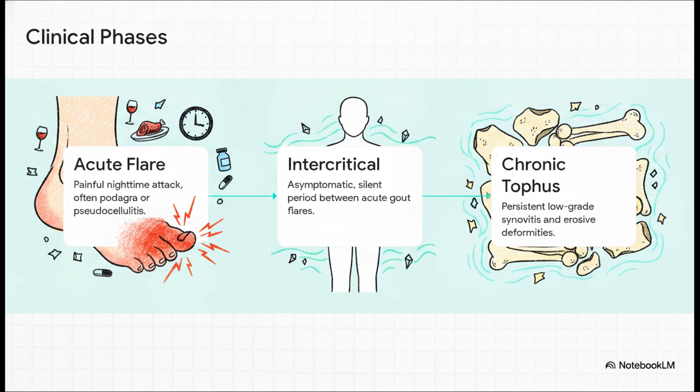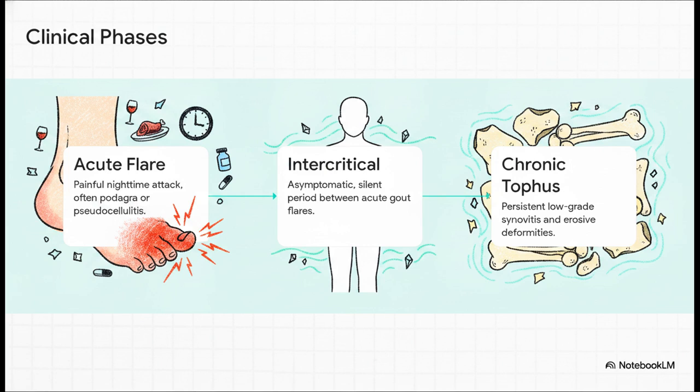Let's move to the bedside and see how this builds across a patient's lifespan in 3 very distinct steps. Step 1 is the acute flare. This is often an incredibly painful nighttime attack, and it frequently targets that first big toe, which is classically known as podagra. The joint gets violently red, hot, and swollen, often perfectly mimicking an infection like cellulitis. We actually call that pseudocellulitis.